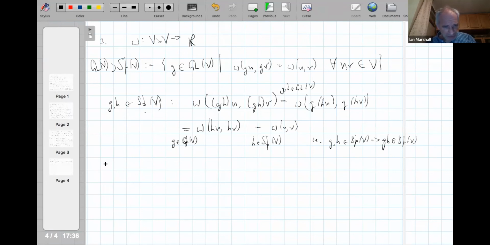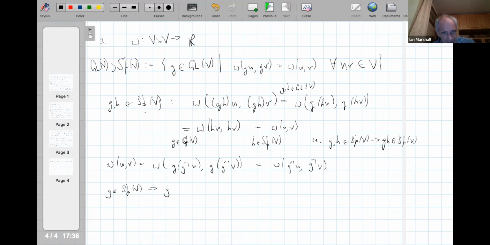Now, if I want to look at omega of UV, this is equal to omega of G acting on G inverse U, G inverse V, and that is equal to omega of G inverse U, G inverse V. So I can see that G in SPV implies that G inverse is in SPV. So it's a group.